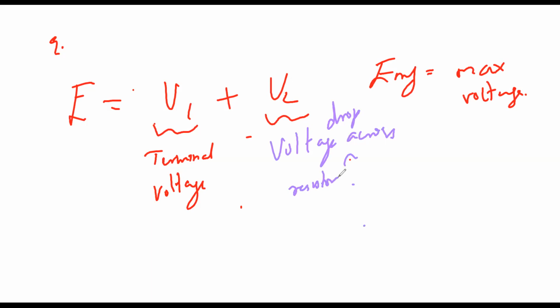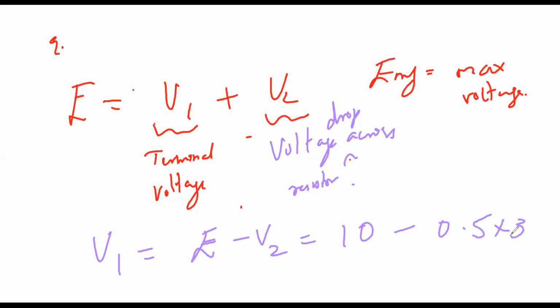Now they're asking the terminal voltage. That is nothing but V1 is equal to E minus V2. E is already given, 10. 10 minus what is our V2? IR, that is 0.5 into 3, so 1.5. 10 minus 1.5 is nothing but 8.5 volts. Yes. Is there anyone who did not get this answer? Let me know.